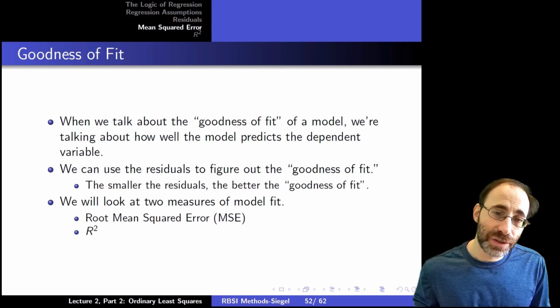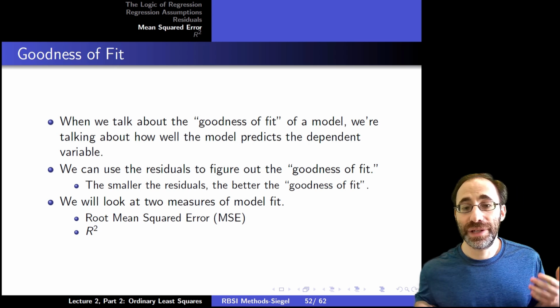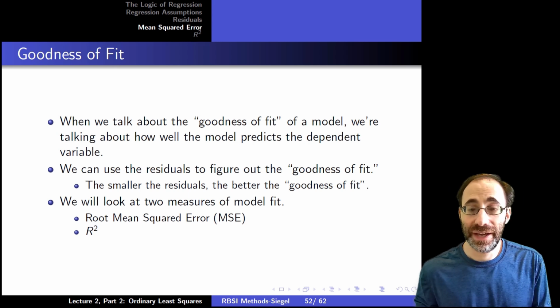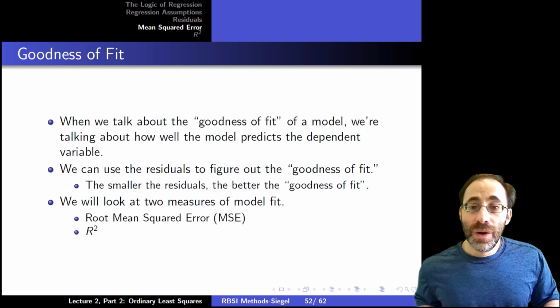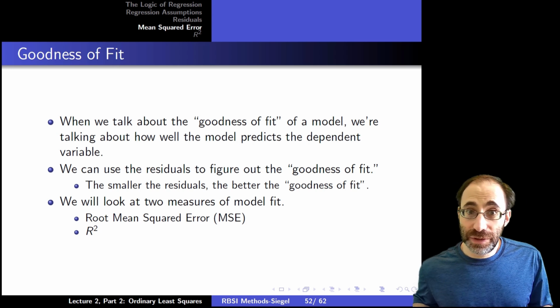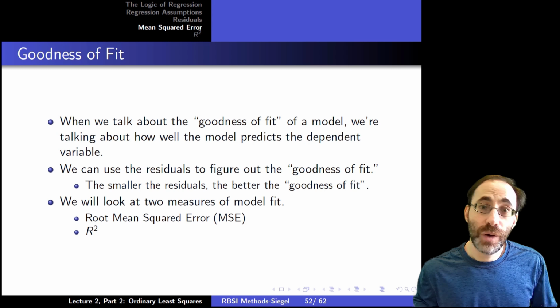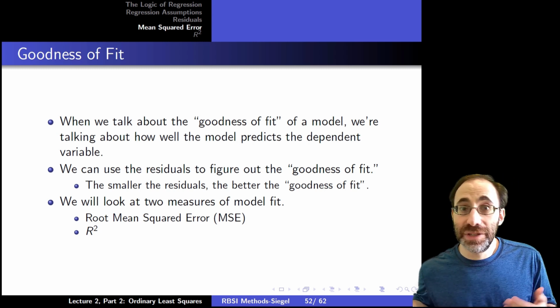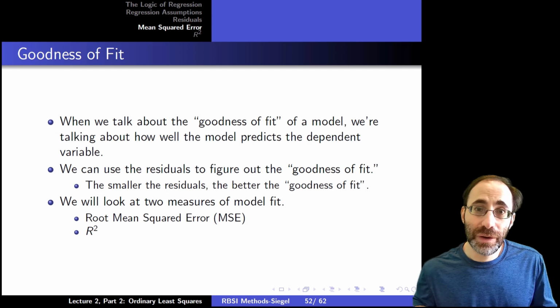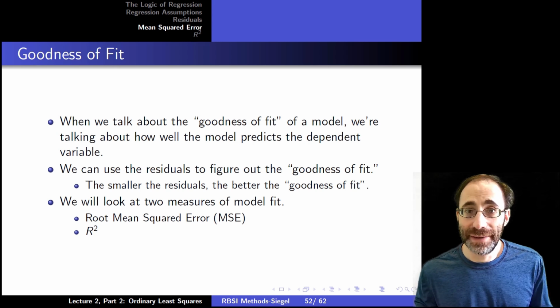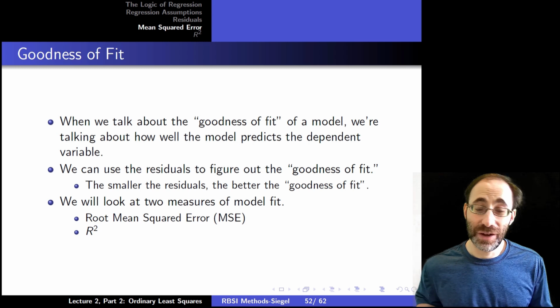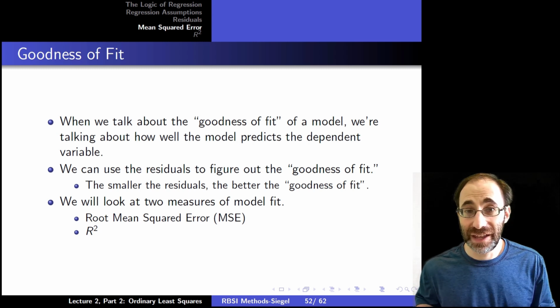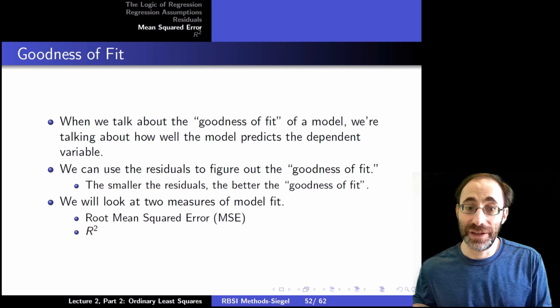Well, we can use these residuals, these errors in prediction, to help us assess how well we fit our data with our model. When we talk about goodness of fit, that is what we're doing. We're trying to assess how well our model predicts the dependent variable. The smaller the residuals in general, the better the fit of the model. If all the residuals were 0, all the points would fit on the line exactly, and our model would be perfect. It would be a perfect fit.